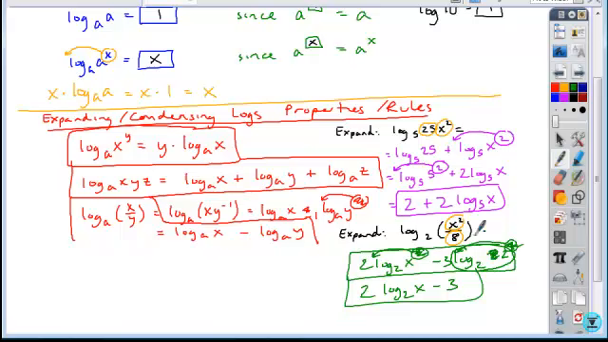Now, if you were entering these online, you would enter them again with subscripts inside square brackets. So log base 2 would be log, square brackets around the 2, x, and then minus 3.